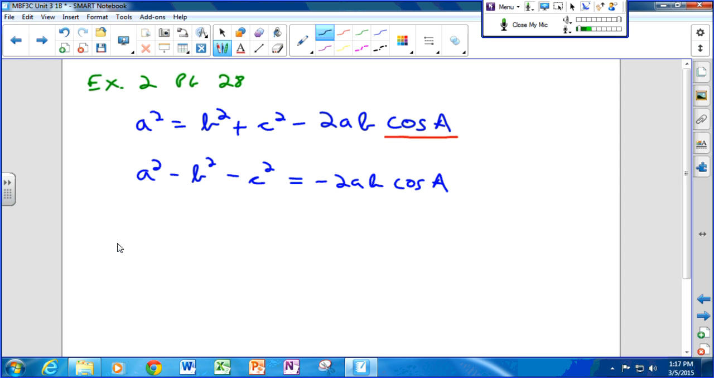Now, one of the things that's going to help us here is if we get rid of this negative sign right here. So what I'm going to do is multiply both sides by -1. What that does on the left side, that would be the right side, is just changes this to 2ab cos A. And on the right side here, it basically flips all the signs around.